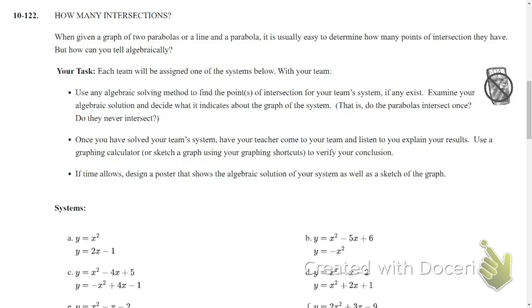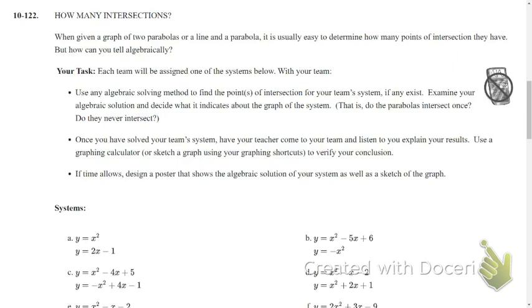It says examine your algebraic solution to decide what it indicates about the graph of the system. That is, do the parabolas intersect once? Do they never intersect? Once you have solved your team system, have your teacher come up to you guys. That's obviously not going to happen. Or you can use a graphing calculator to check your answer. So go ahead and get on Desmos to check your solutions. And if you have time, you're obviously not going to do a poster, so not a big deal.